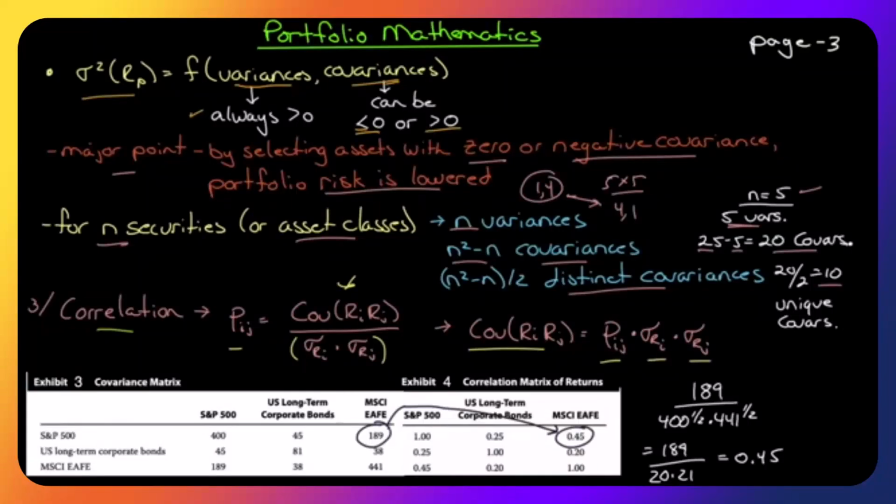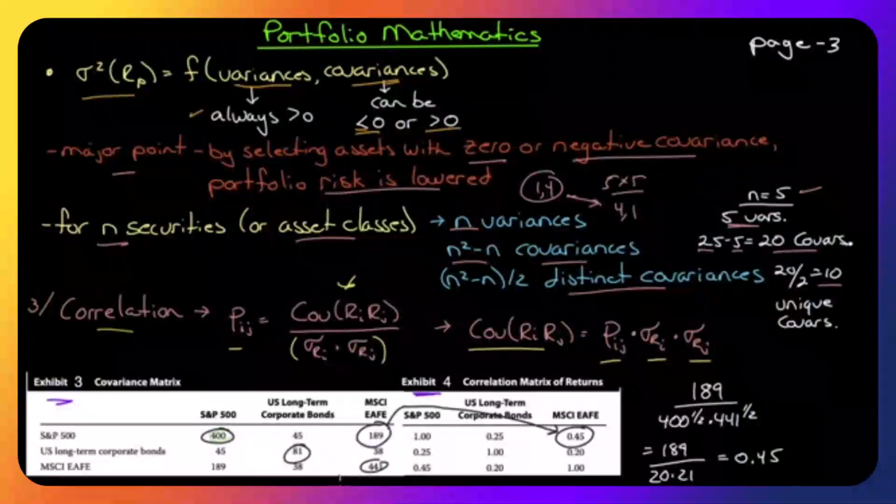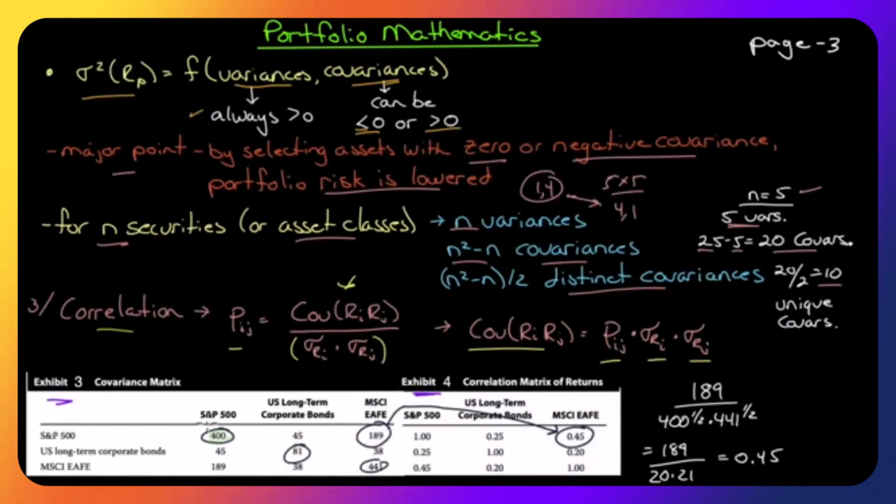So I've reproduced here for you Exhibit 12 from the reading and Exhibit 13 from the reading. Exhibit 12 is a covariance matrix. Exhibit 13 is a correlation matrix. I'm going to show you how you get these numbers from these numbers, and we'll just take 189. That's a variance, that's a variance, that's a variance. If we're calculating the correlation of an asset with itself, we should get correlations of 1, right? I've already shown you that.